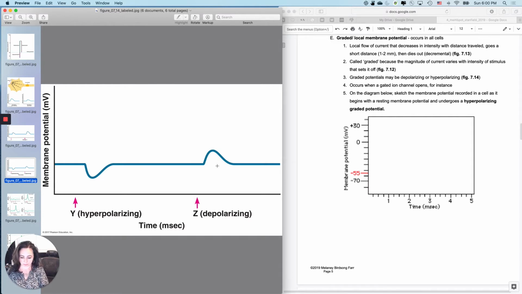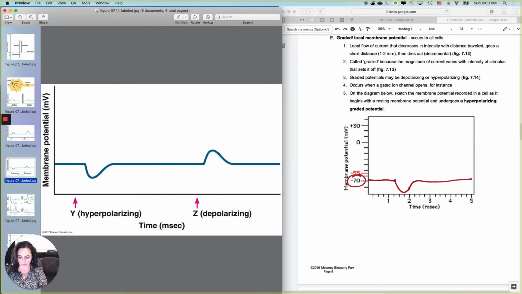Okay, so here we go. We are going to sketch the membrane potential recorded in a cell as it begins at resting membrane potential. So which of these is resting membrane potential? Minus 70 is resting membrane potential, but I'm going to have some questions for you about that. It begins at resting membrane potential and undergoes a hyperpolarizing graded potential. Which direction am I going to go for a hyperpolarizing graded potential? I'm hyperpolarizing, so I'm going to get more polarized, further from zero. So that's hyperpolarizing right here.